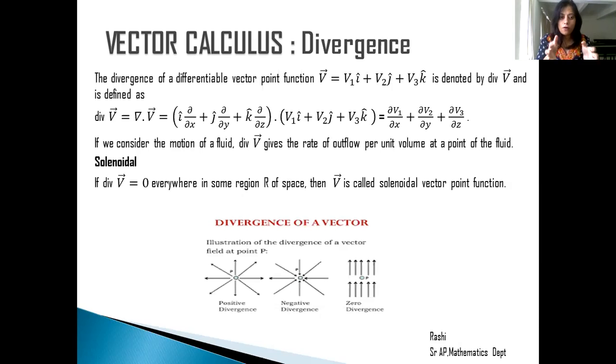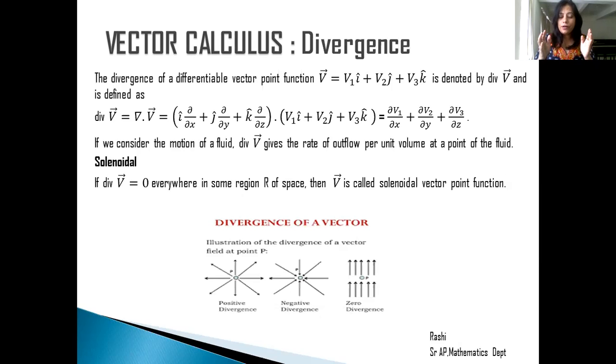So what was the loss of fluid inside the box? Nothing. That is the quantity, the measurement: how much is lost inside the box is called divergence. So the divergence here in the first case, where whatever entered the same thing came out, will be 0. Means it is a solenoid.